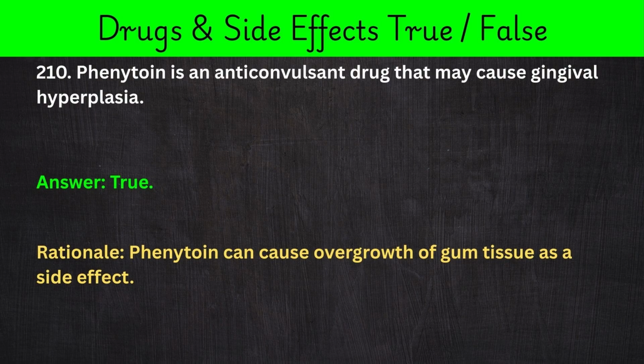210. Phenytoin is an anticonvulsant drug that may cause gingival hyperplasia. Answer: true. Rationale: phenytoin can cause overgrowth of gum tissue as a side effect.